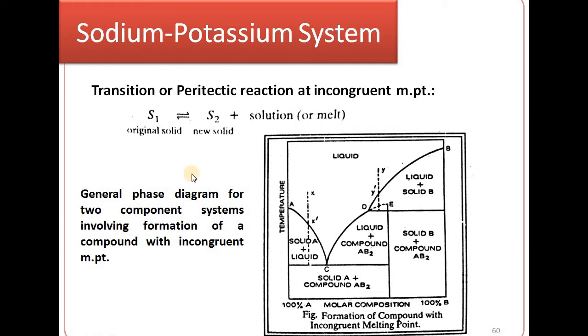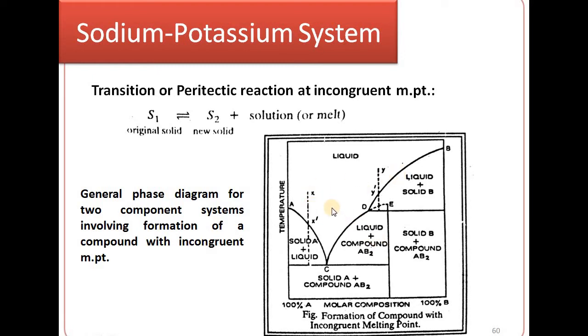liquid melt. Now this diagram which we are seeing in this slide is a general phase diagram for two component systems involving the formation of a compound with incongruent melting point, which is Na2K in the present case. So here we have a general diagram where A and B, the pure components, react to give the compound AB2, and this AB2 compound has an incongruent melting point.